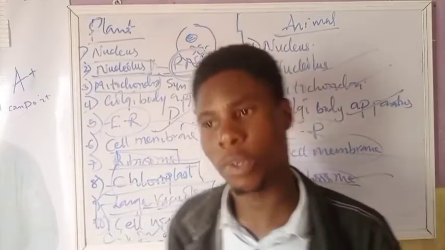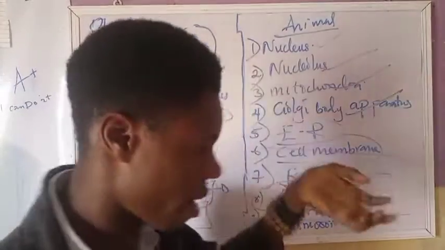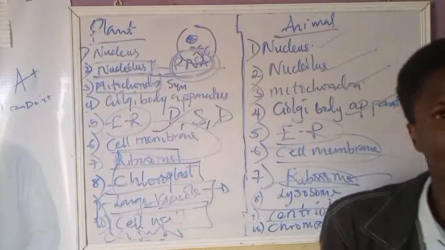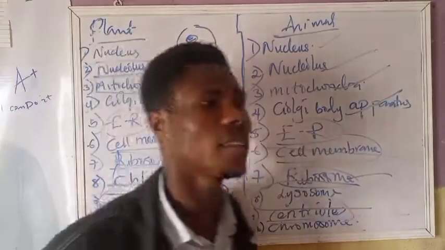So the next topic I will be talking about is the kingdom in biology. So there are 5 kingdoms. We have the kingdom Protista, the kingdom Monera, the kingdom Fungi, the kingdom Animalia, and the kingdom Plantae.